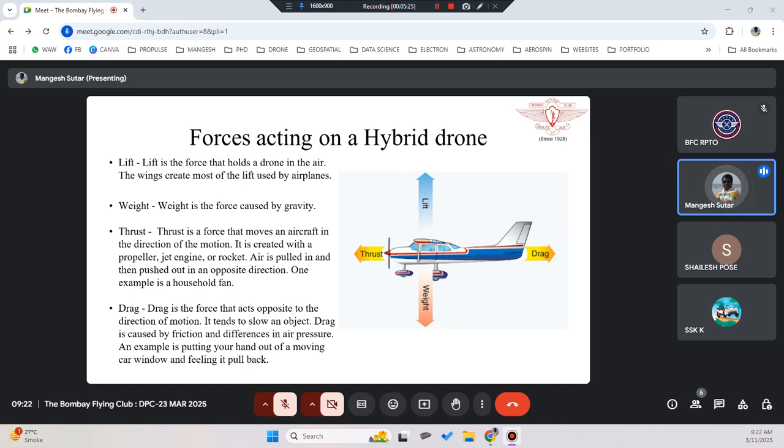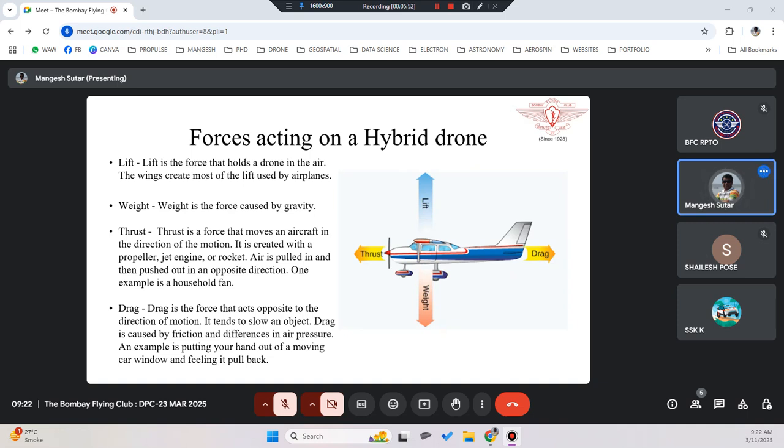It is created with the propeller, jet engine, or rocket. Air is pulled in and then pushed out in the opposite direction. One example could be a household fan. Drag is the force that acts opposite to the direction of the motion. As we see that the aeroplane is moving forward, there will always be a drag imparted on the body of the aeroplane. It tends to slow an object.